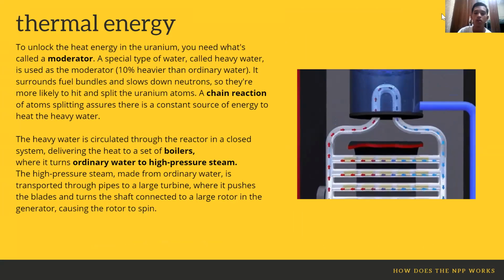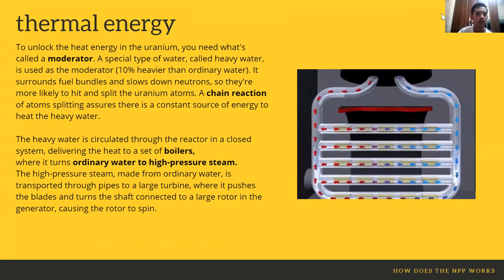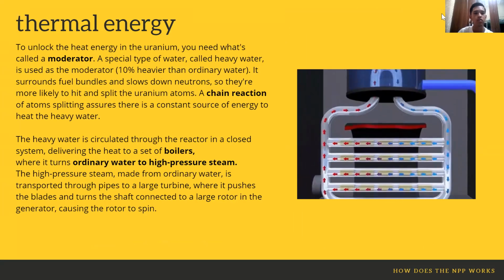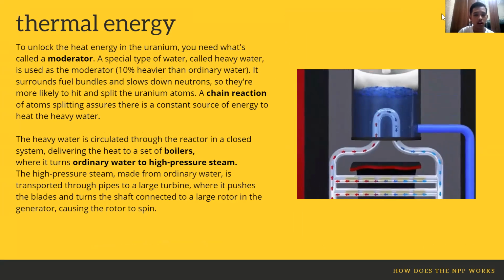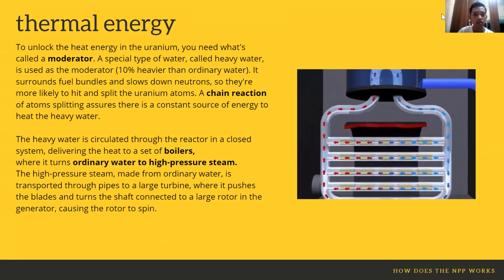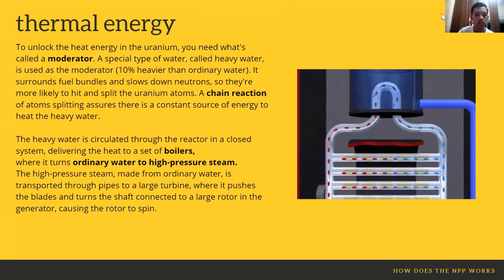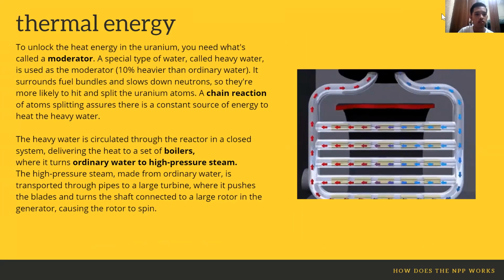Thermal energy, or what we call heat energy. To unlock the heat energy in the uranium, you need what's called a moderator. So a moderator is a substance to slow down this process. A special type of water called heavy water is used as the moderator.